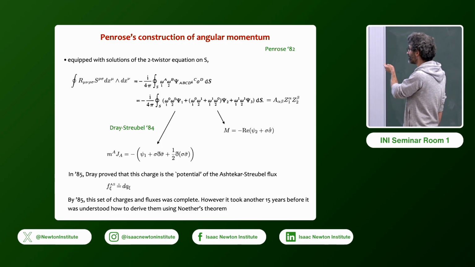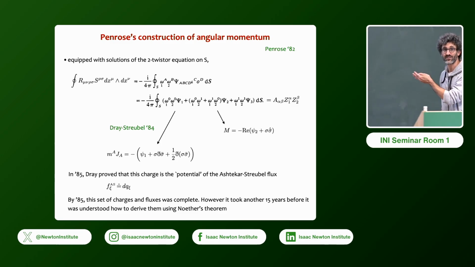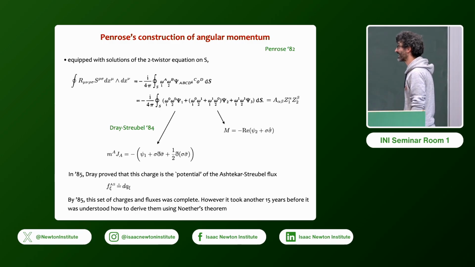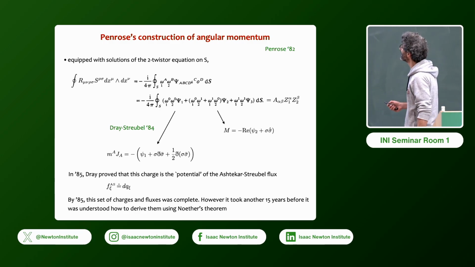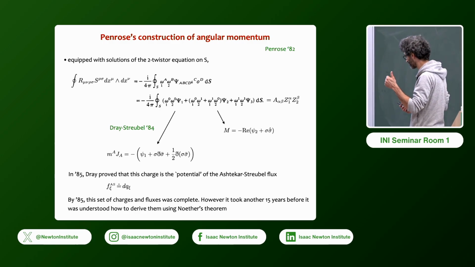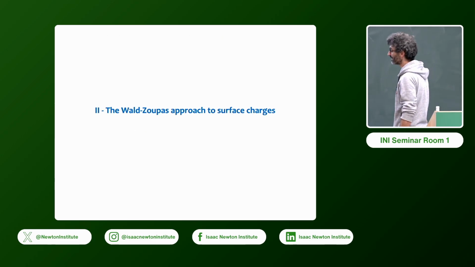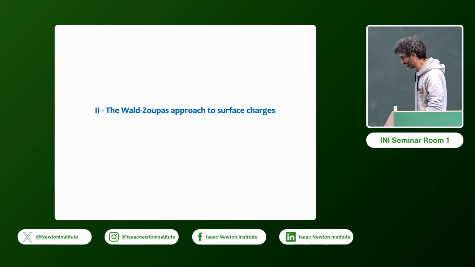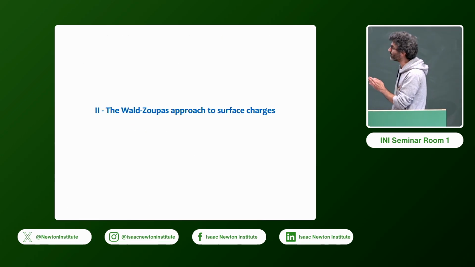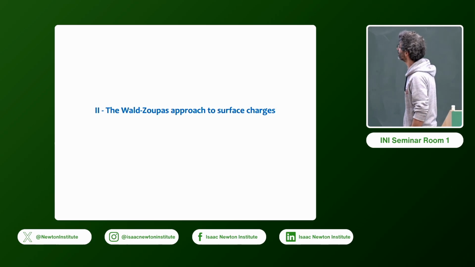However, it took another 15 years before it was understood how to derive them using Noether's theorem. And that's because you had to solve these two problems of the ambiguities and the integrability. And the resolution to these problems is due to a paper by Wald and Zoupas.